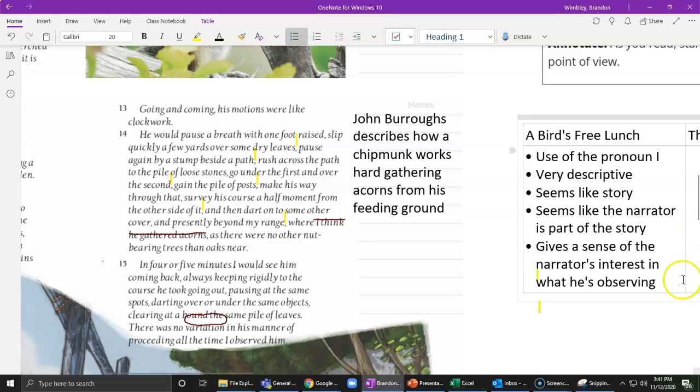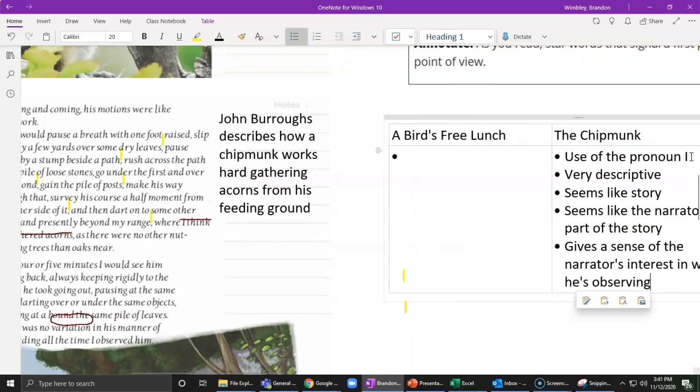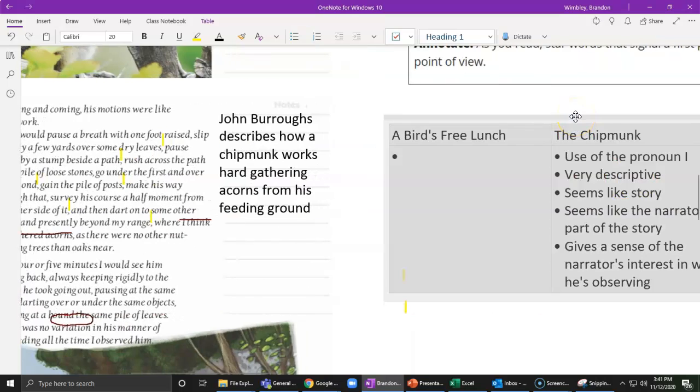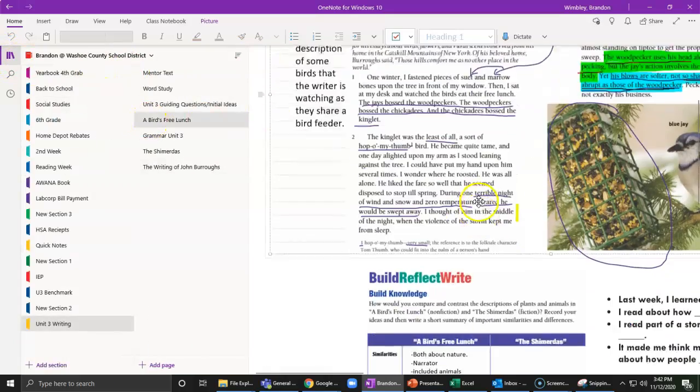It's showing us that this isn't just something he's doing because he's bored, but it seems like he's genuinely concerned or genuinely cares about what's going on in this chipmunk's life. So now that we have this part right here, we're going to head on over to A Bird's Free Lunch and see what we can pull up from that portion. So let's head on over to A Bird's Free Lunch.